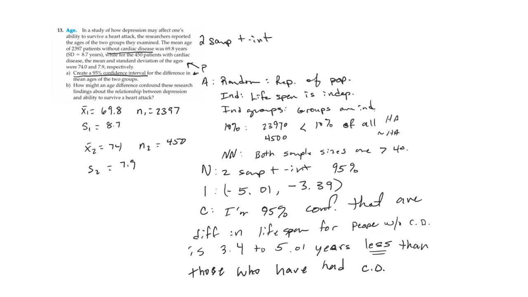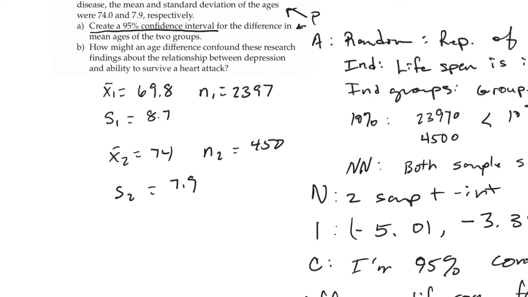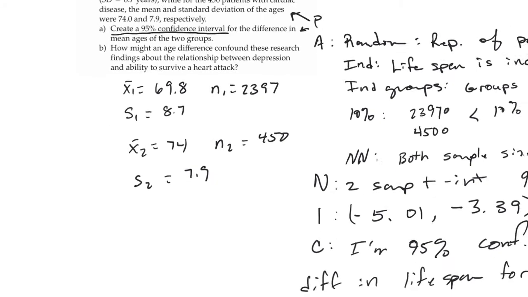Okay, not what you expect, actually, but I think Part B kind of hits on that point here. Part B is going into and it's saying, how might an age difference confound these research findings about the relationship between depression and the ability to survive a heart attack?